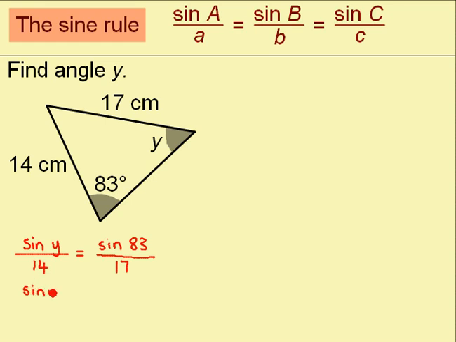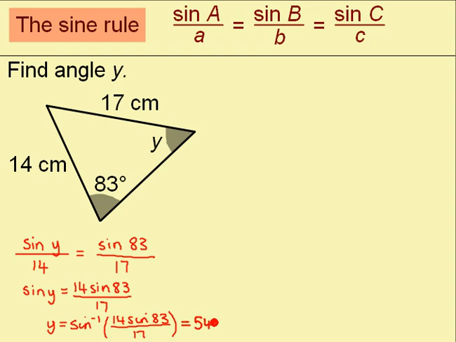Now I can rearrange this. So sine y will be equal to 14 sine 83 over 17. So y equals inverse sine of 14 sine 83 over 17. Typing this into the calculator carefully and rounding to 3 significant figures gives me 54.8. This time it's an angle, so the units must be degrees. Just in case you've forgotten how to do inverse sine in your calculator, remember for this part you need to press Shift and then the Sine button.